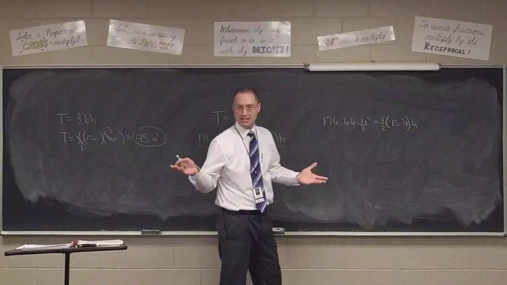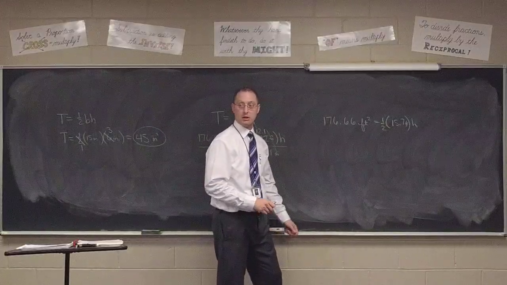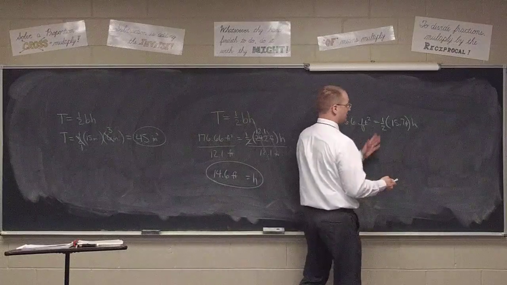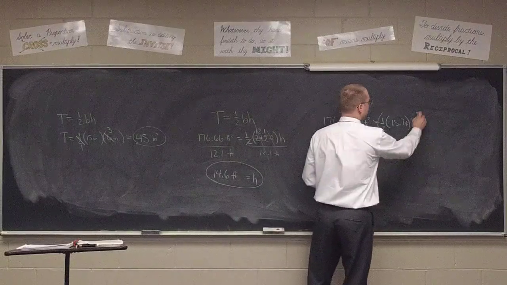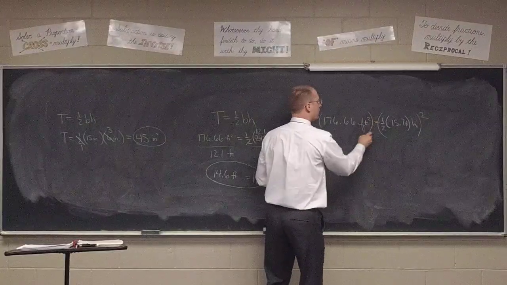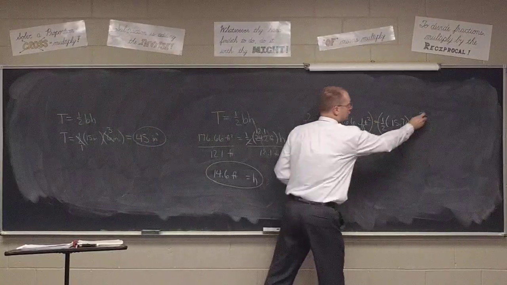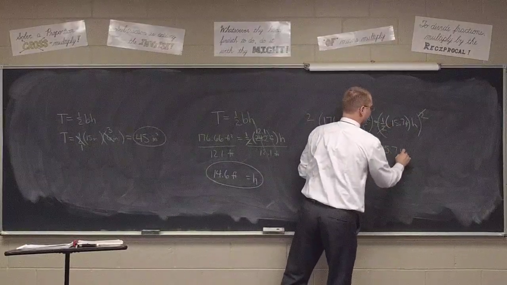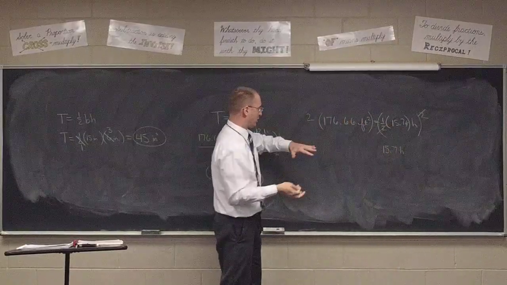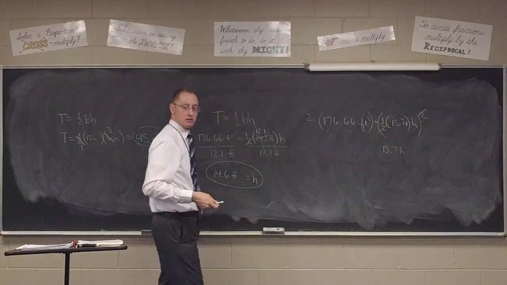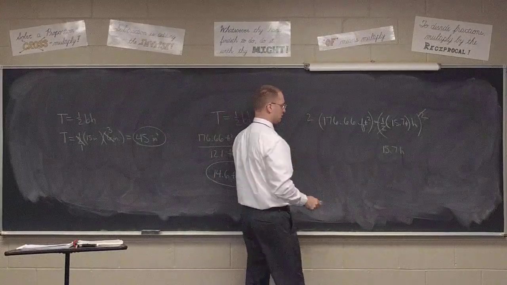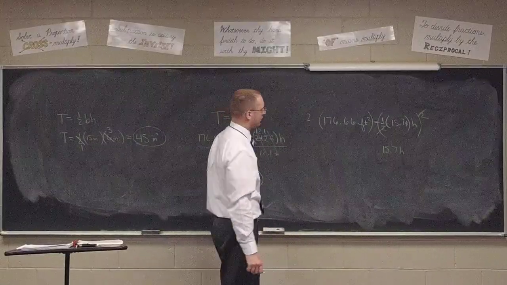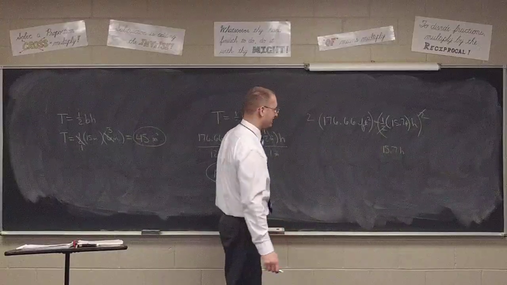Going back to your algebra days, how do I get rid of a fraction? Multiply everything by the LCD, which is, by the way, the reciprocal of a half. Just multiply both sides by 2. The 2 and the half will cancel, so I'm left with 15.7H. And then on your calculators, 2 times 176.66? Multiply it on the calculator. There's too much carrying involved. 143 something.